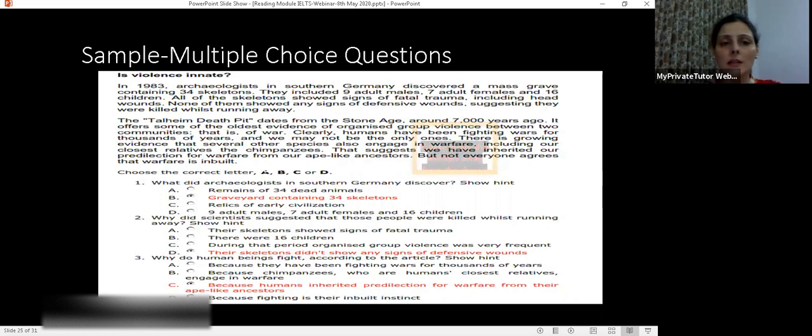In 1983, archaeologists in southern Germany discovered a mass grave containing 34 skeletons. Oh yes, we were looking for this information. We have got it. Underline 34 skeletons. Go again for this number one.